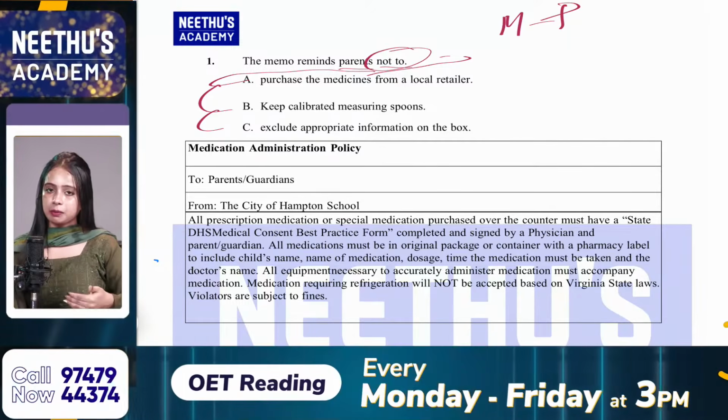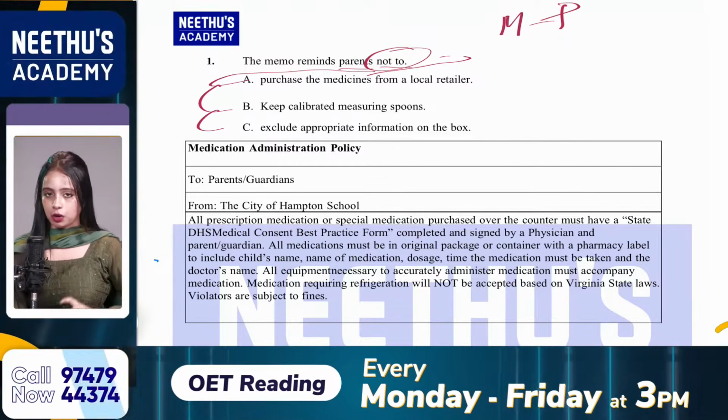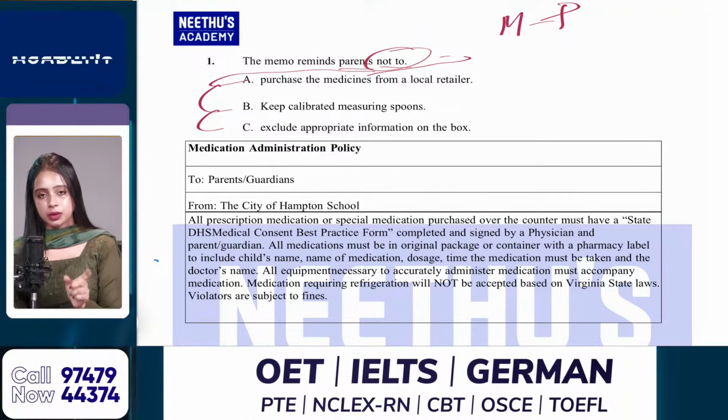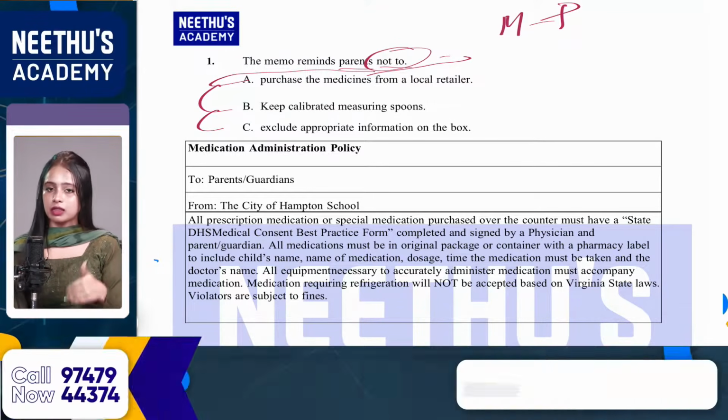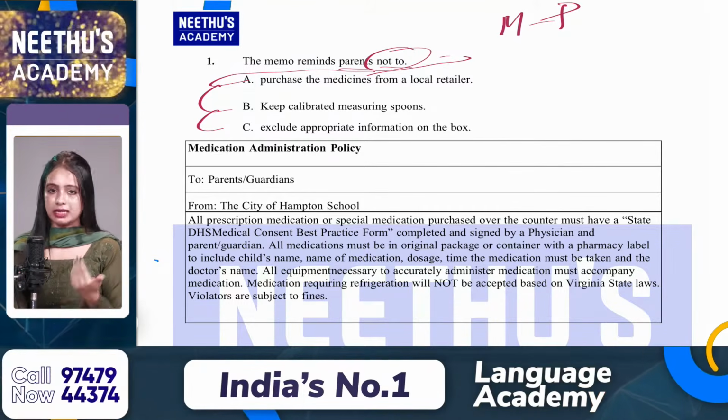So what is the next step? Underline the keywords from each of the options. Either you can read the question first, then the options, and then move to the paragraph, or you can read the question, then the paragraph and the options. It's up to you.